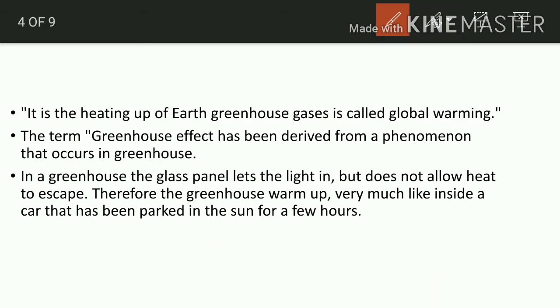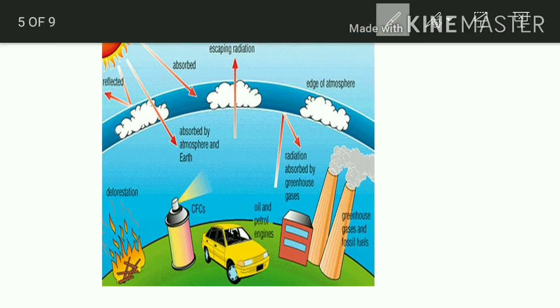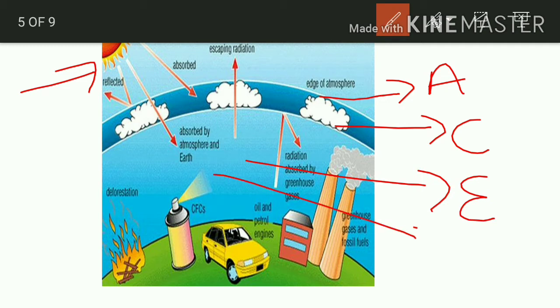Okay, now let us go further. This picture shows the earth and the sun. This is the atmosphere, with clouds of gases, and this is the earth's surface. The gases here are chlorofluorocarbons, methane, carbon dioxide, and water vapor. All these are called earth gases.